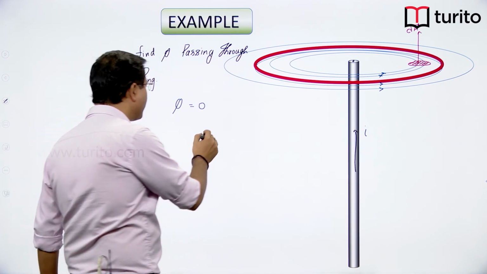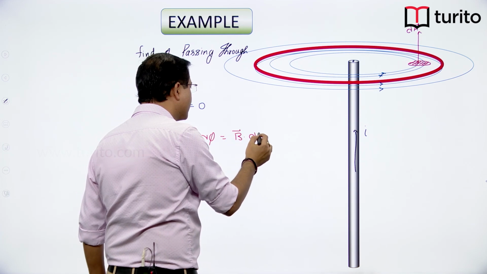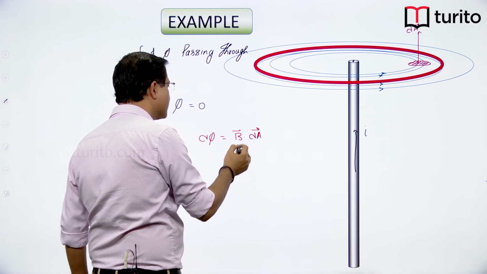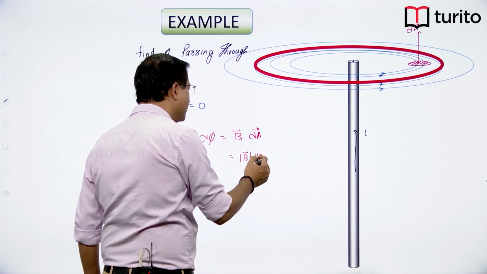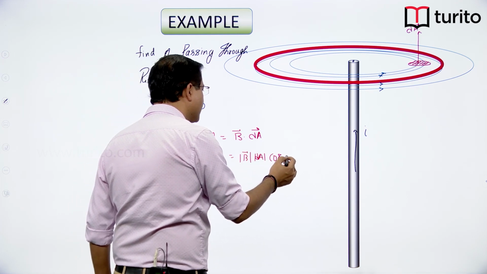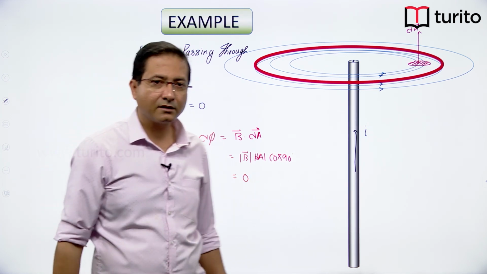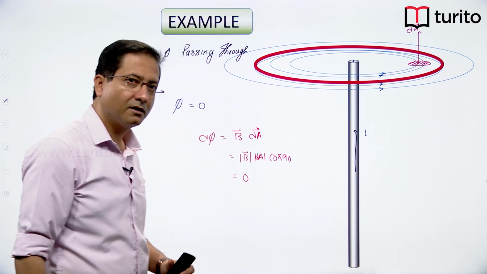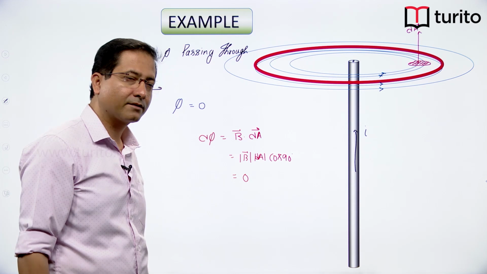So even if I apply the formula, d phi is equal to B vector dot dA vector, this B dA cos 90 will give me 0. So the flux associated with the ring is 0, okay. So I hope it is clear.